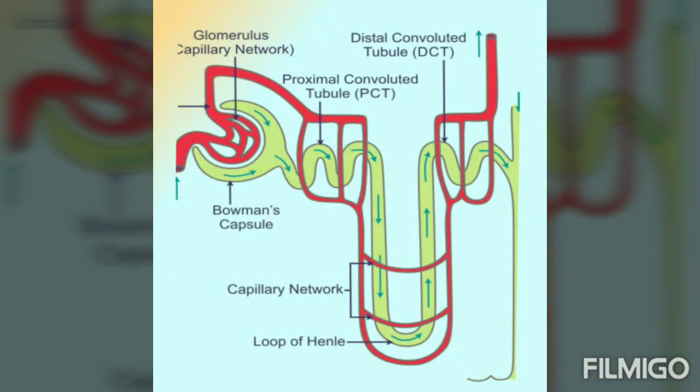Let us understand the urine formation by this diagram. The first step, that is ultrafiltration, is performed by Bowman's capsule, and the second step, that is known as reabsorption of essential nutrients, is performed by loop of Henle, and the third step, that is secretion, is performed by collecting duct.